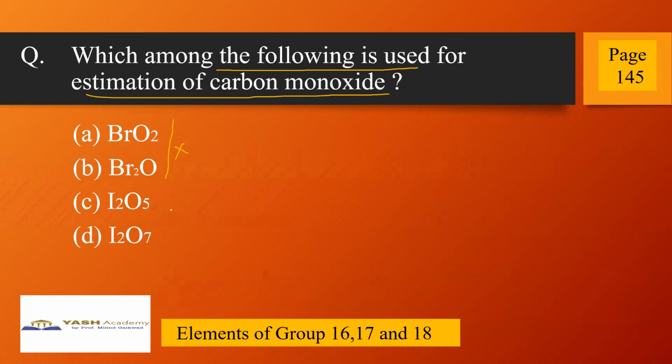Now see C and D options. The oxidation state of iodine in I2O5 is +5, correct? And in I2O7, the oxidation state of iodine is +7. So +7 is the higher positive oxidation state. So we can use I2O5 to convert carbon monoxide from air into carbon dioxide. So C is the correct answer option.